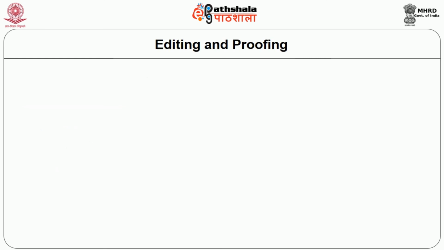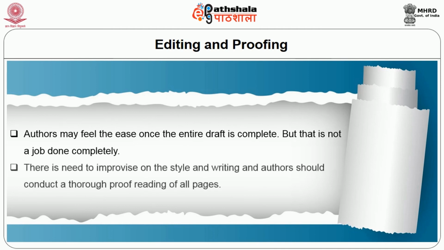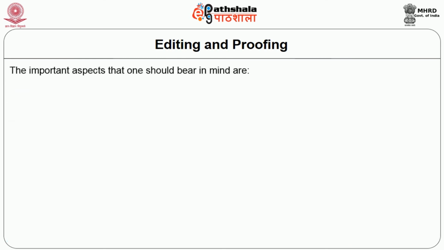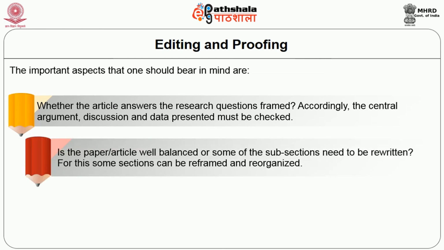Now coming to the editing and proofing section. Authors may feel at ease once the entire draft is complete, but that's not a job done completely. There is a need to improvise on the style and writing of authors, and they should conduct a thorough proofreading of all the pages. The important aspects that one should bear in mind while editing are whether the article answers the research questions framed. Accordingly, the central argument, discussion and data presented must be checked. Is the paper or article well balanced, or do some of the subsections need to be rewritten? For this, some sections can be reframed and reorganized.